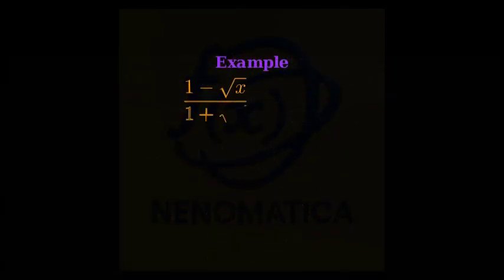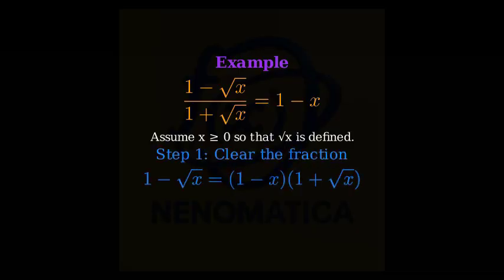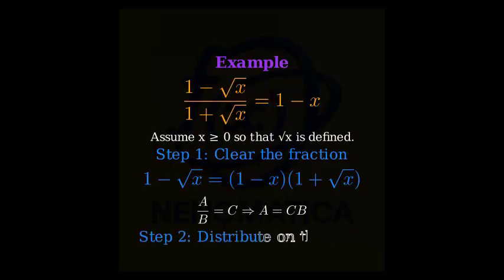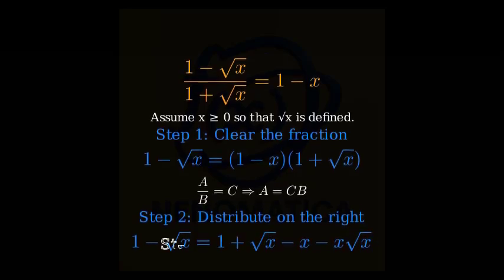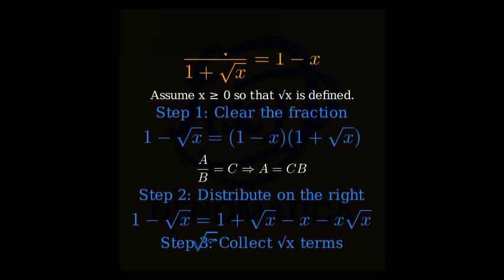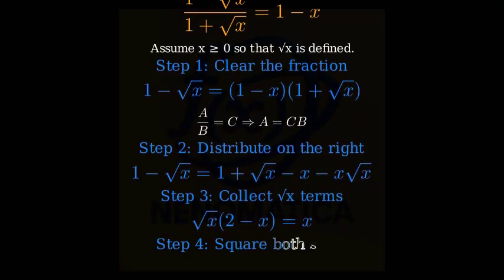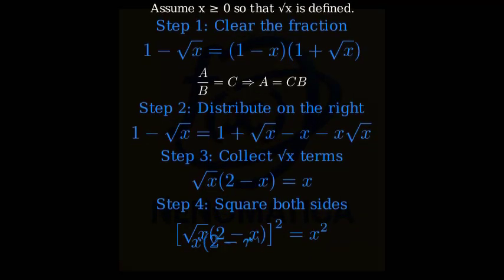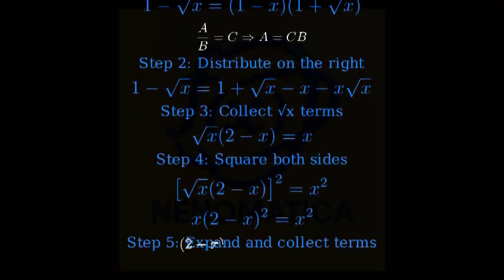Let's write the problem. Step 1. Multiply both sides by the denominator, 1 plus square root of x, to clear the fraction. Step 2. Expand the right-hand side using distribution. Step 3. Bring like terms together to isolate the radical term. Step 4. Square both sides to remove the square root. Step 5. Expand the square and simplify to get a polynomial equation.